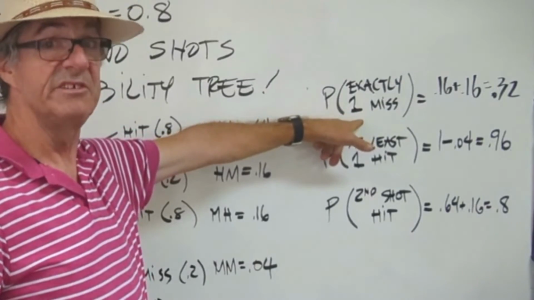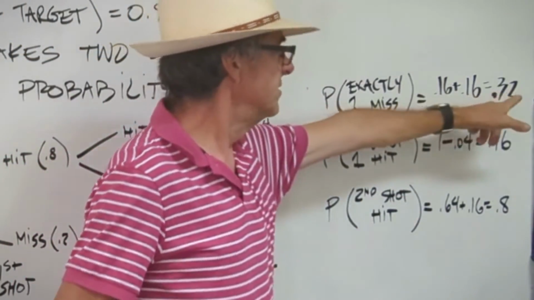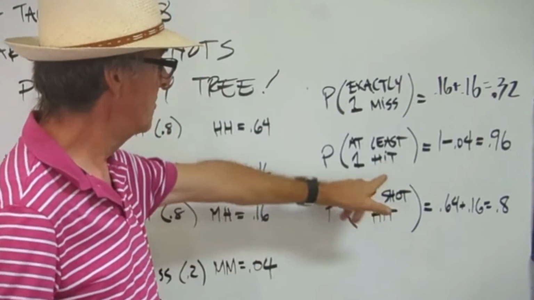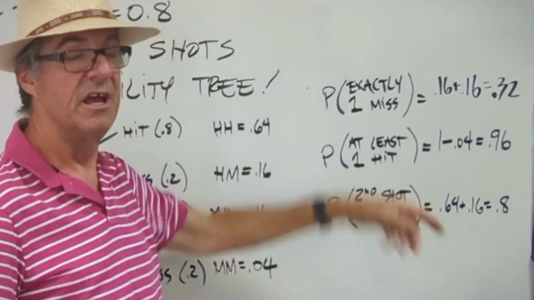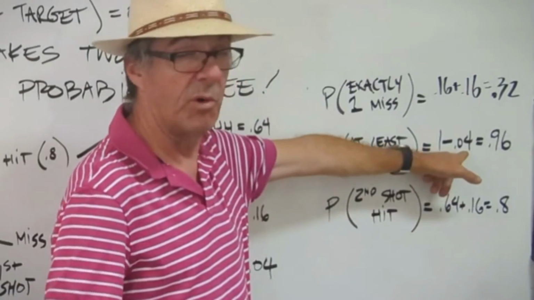Exactly one miss. There's 2 combos that do that. They're each 16%, giving us a 32% chance of exactly one miss. The probability of at least one hit is 1 minus 2 misses. And 2 misses is 0.04.